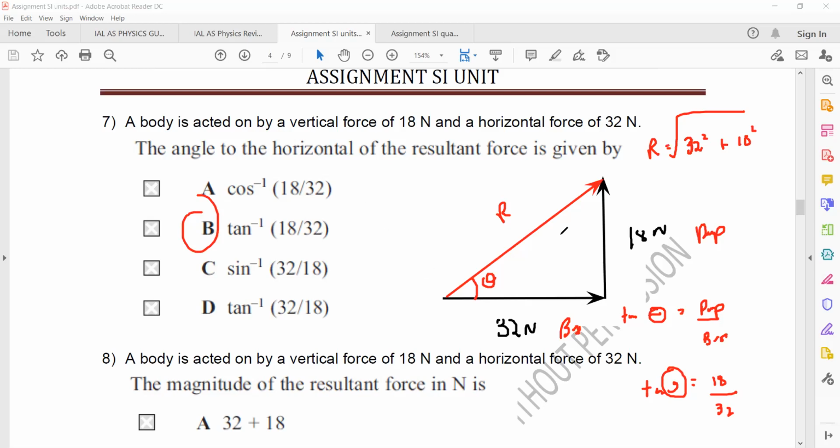Is it clear how we work out the angle if we know the horizontal and the vertical components? Using a right angle triangle and the Pythagoras theorem, we worked this out.